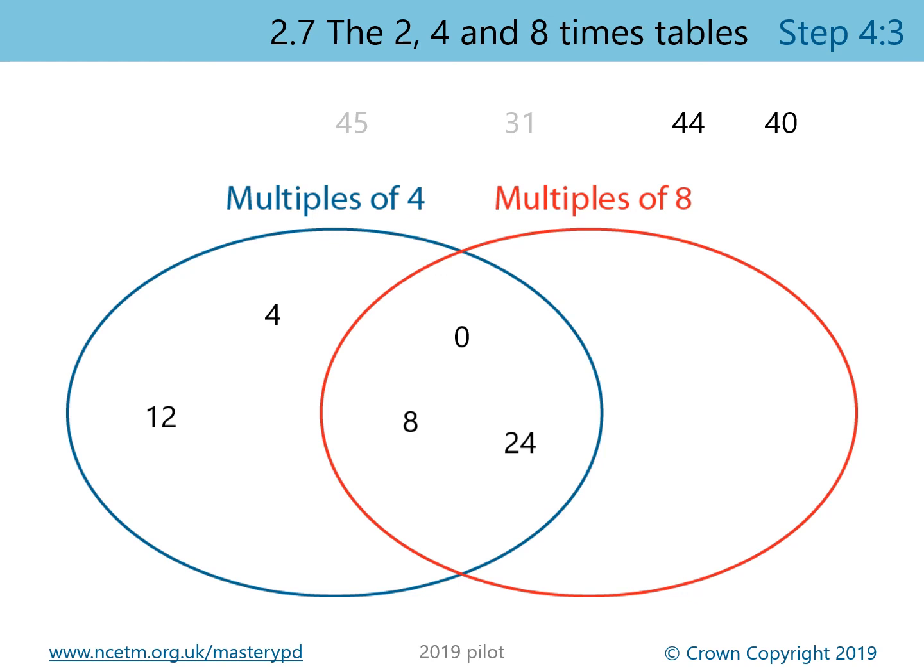44, point at the screen, where should it go? Oh, it's just in the 4 times table, not the 8 times table. And 40, point at the screen where you think it should go. It's in both of those tables as well.